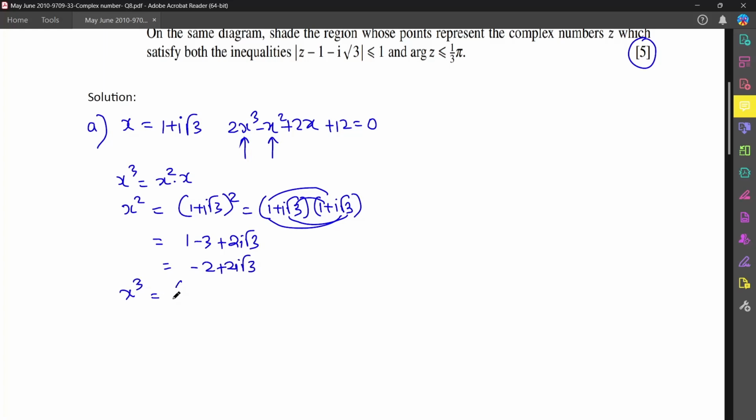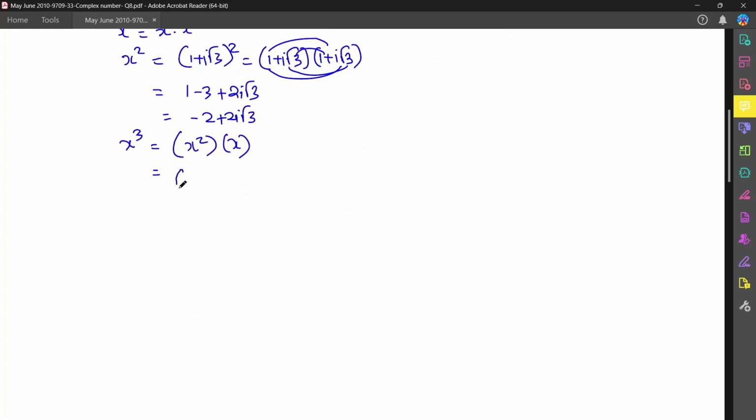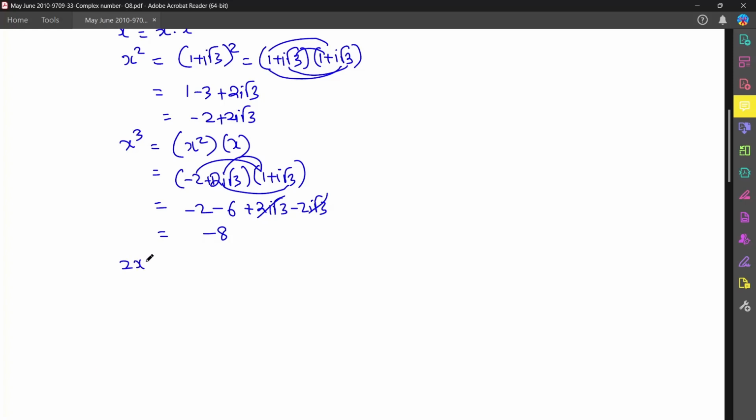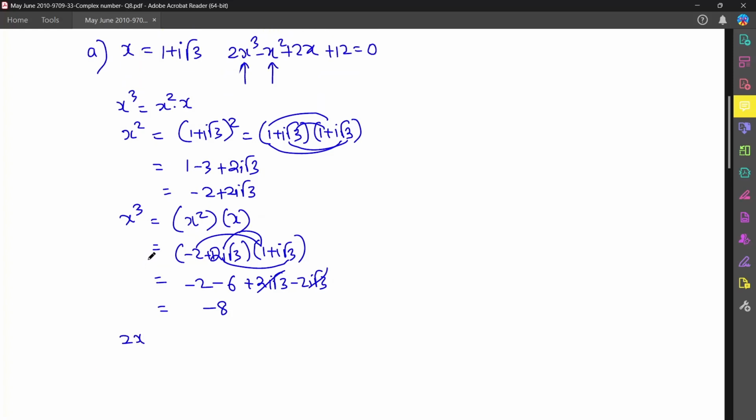Now let's quickly calculate x cube. This is nothing but x square times x. And this will give you minus 2 plus 2i root 3 into 1 plus i root 3. So now do a normal multiplication. Minus 2 into 1 is minus 2. 2i root 3 into i root 3: i into i is i square, root 3 into root 3 is 3, 2 into 3 is 6. This is minus 6. Now 2i root 3 into 1 is 2i root 3. Minus 2 into i root 3 is minus 2i root 3. The 2i root 3 terms get cancelled. We get minus 8.